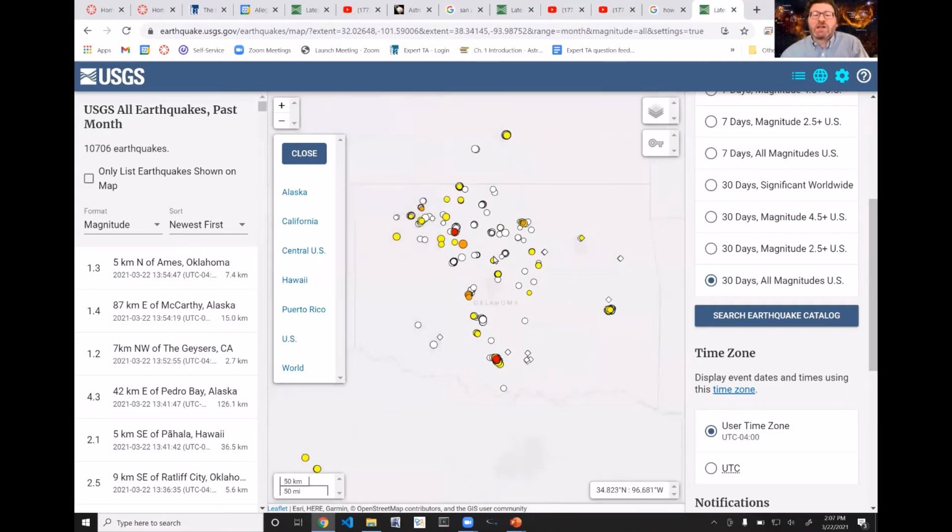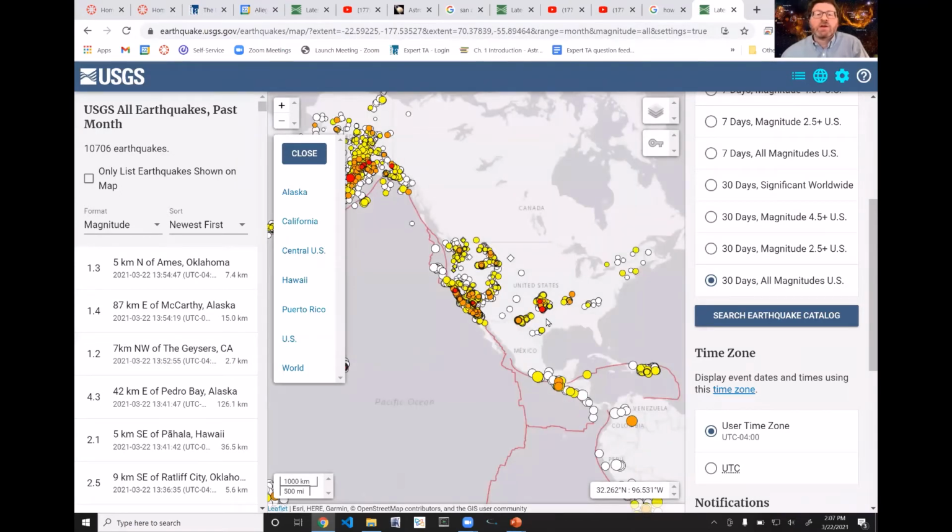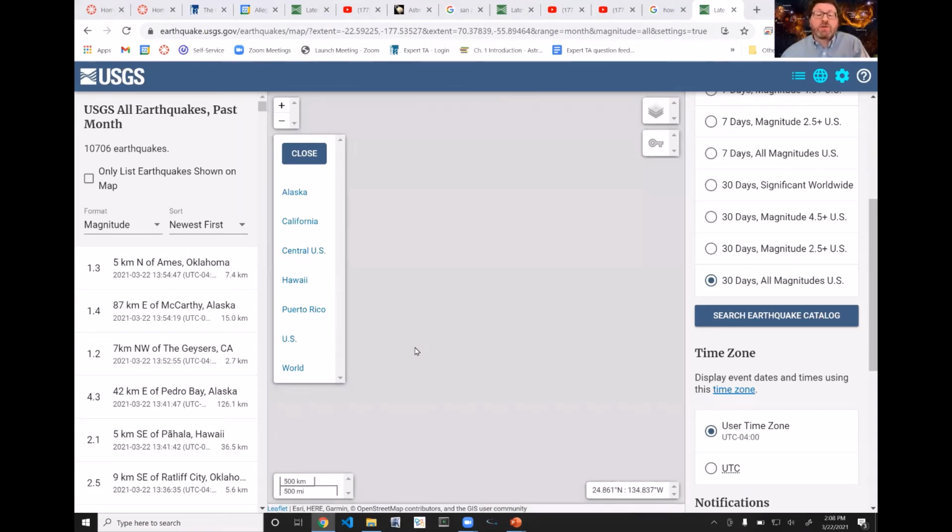Anybody want to hazard a guess why there's so many earthquakes in Oklahoma, despite the fact that that's pretty far from any plate boundary? I'll give you a few seconds to chat it in there. I see someone chatted fracking. That is it, fracking, right? That's where you put high pressure water underground to try to get out natural resources. And so that can make the ground unstable, that can cause earthquakes.